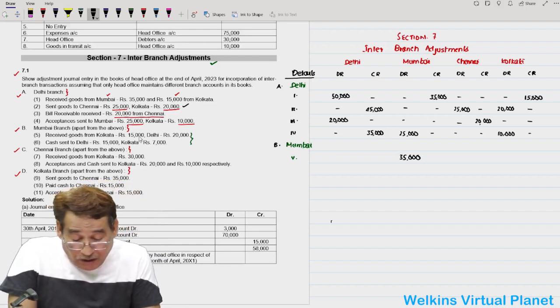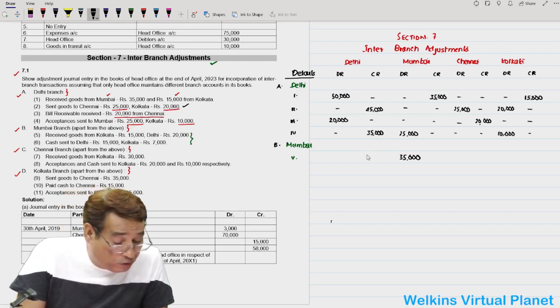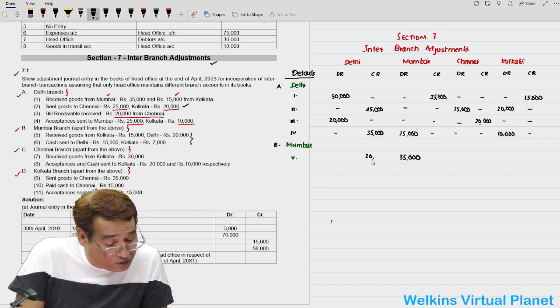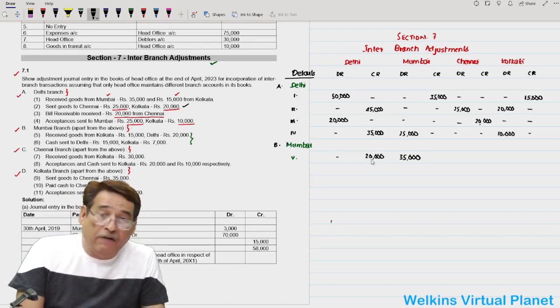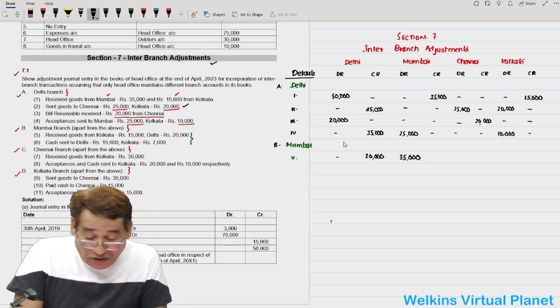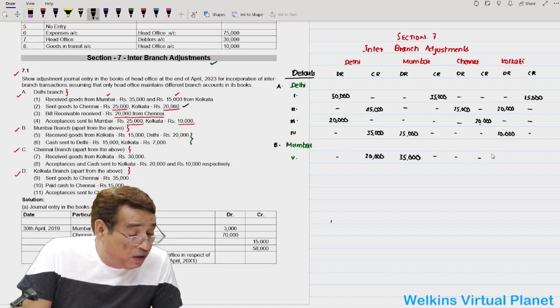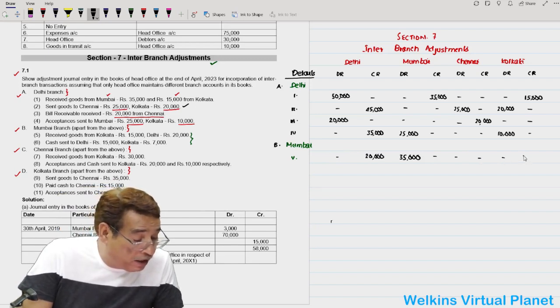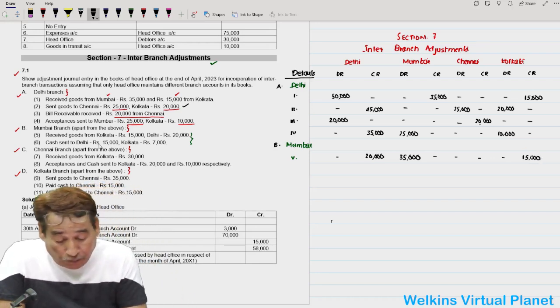And out of these 35,000 worth of goods, Delhi has sent 20,000 worth of goods because Mumbai branch received 20,000 from Delhi. So that means Delhi is the supplier. I will write on the credit side. Similarly, 15,000 worth of goods have been supplied by Kolkata. So on the credit side of Kolkata, I am going to write again 15,000. Is it clear to you or not? This is how you have to move.